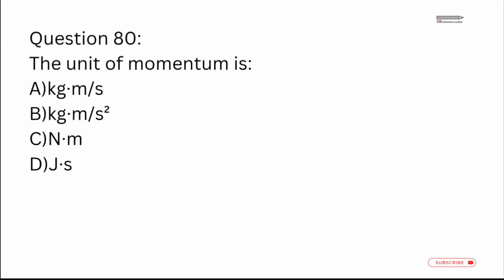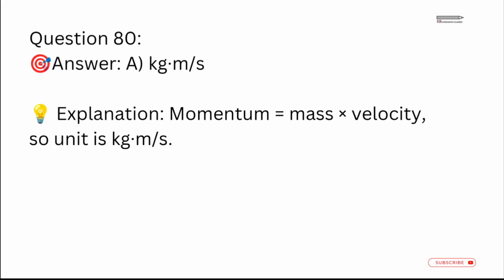The unit of momentum is. The answer is option A, kg meter per second.